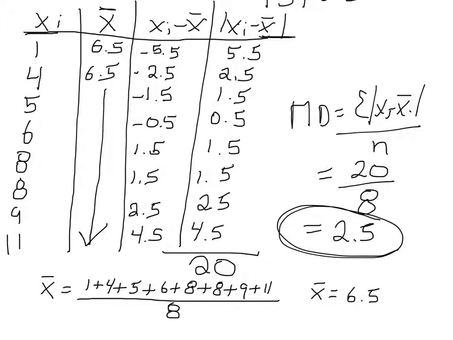On average, your points are 2.5 units away from your mean. That's pretty tightly gathered data. So that's the way mean deviation works. It's one of those things where that means divide, right? So 20 divided by 8 equals 2.5.